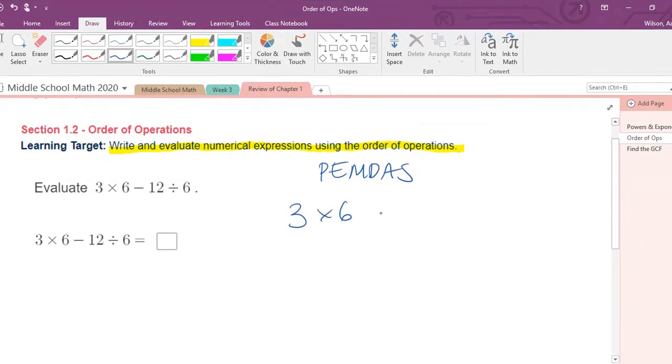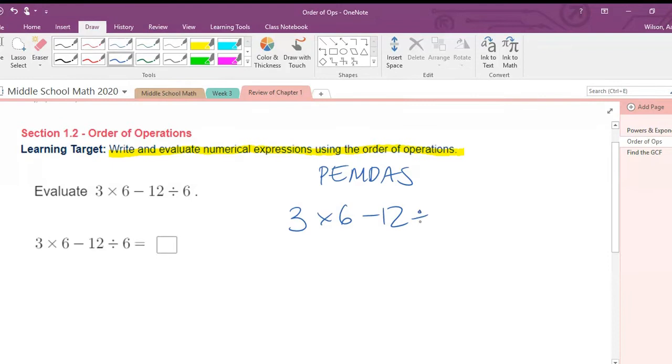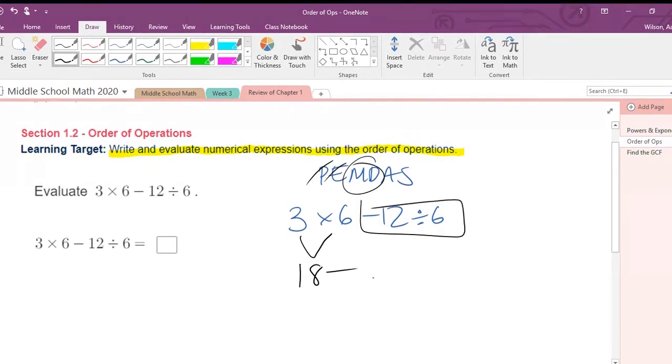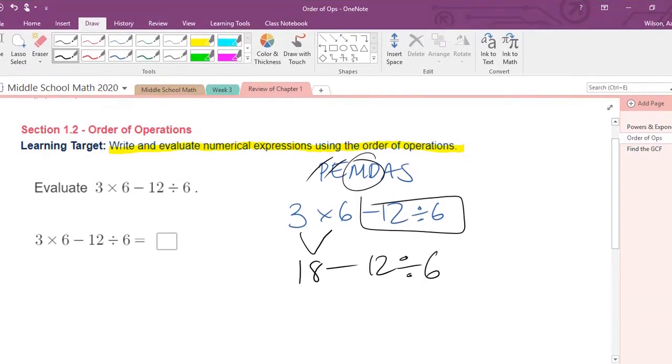3 times 6 minus 12 divided by 6. Well, there are no parentheses, there are no exponents, but there are multiplication and division. How do you do multiplication and division? You simply go in order. So we're going to do 3 times 6 first. 3 times 6 is 18. And I'm going to bring down everything else exactly in the same order in which it's written.